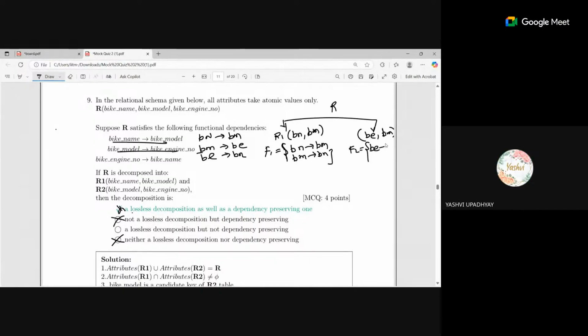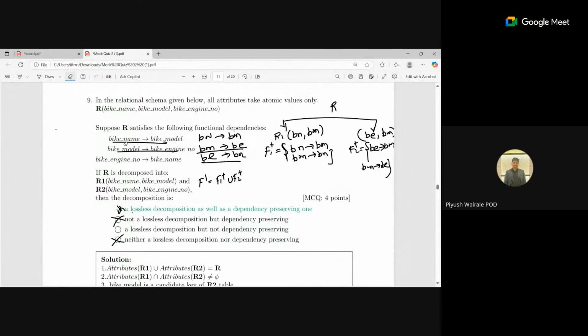What about F2? BM determines BM is already present, but can we write BM determines BE? Yes. And can we write BE determines BM? Yes, by transitivity, because you can see this transitive dependency, so we can write it down. So BM determines BE as well. Now here we have F1 plus and F2 plus. Let's take F dash equals F1 plus union F2 plus. Now let's check for dependency preserving. Is bike name determines bike model getting preserved?